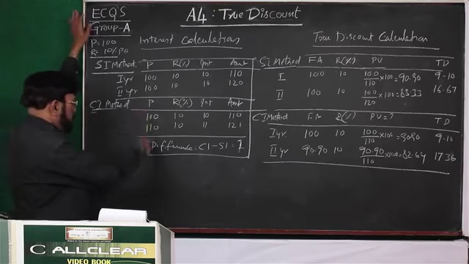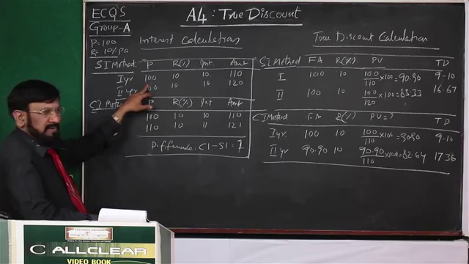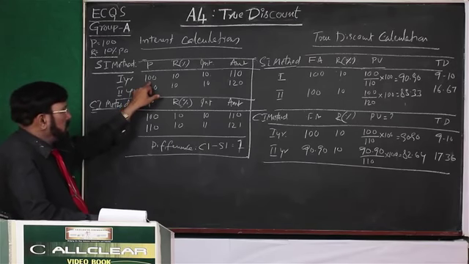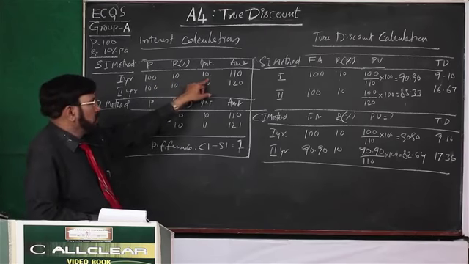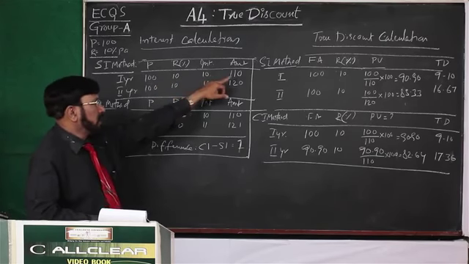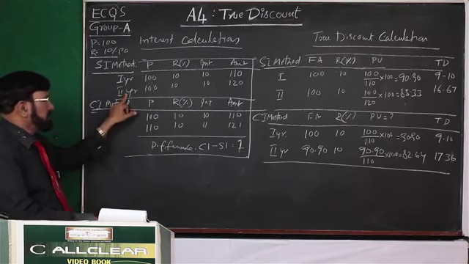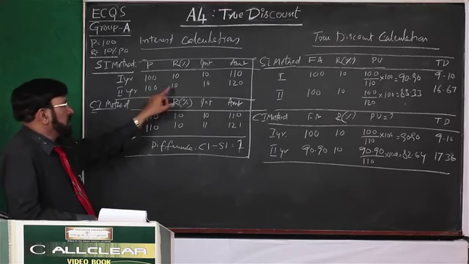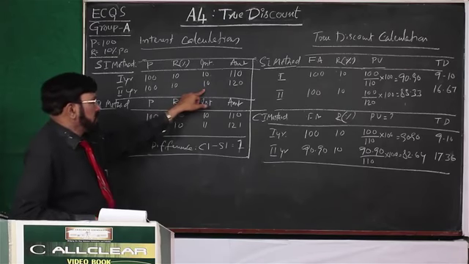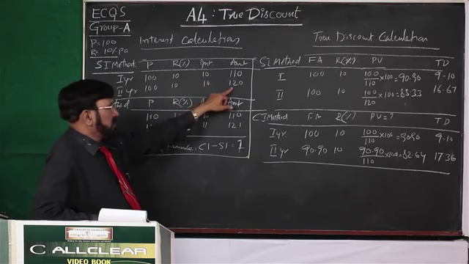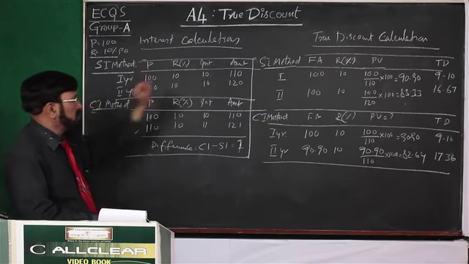Now you see, both of these concepts you know already, I think so. Simple interest calculation: principal 100 rupees, rate of interest 10% per annum, interest obviously 10 rupees, and amount 10 plus 100, 110 rupees. Second year, principal same, rate of interest same, and interest also same 10 rupees, then 110 plus 10, 120 is the amount. This you already learned, simple interest calculation.